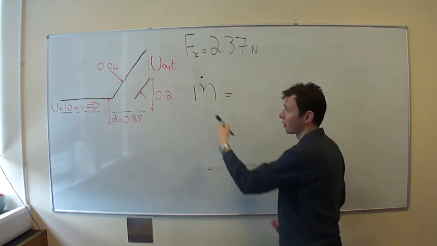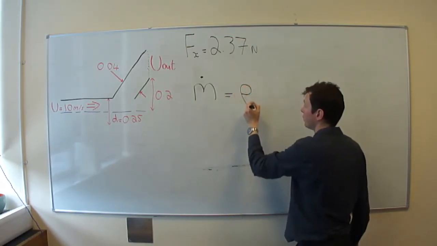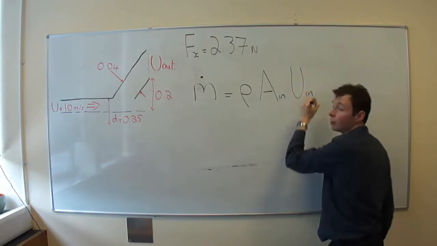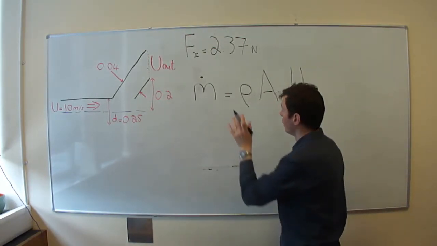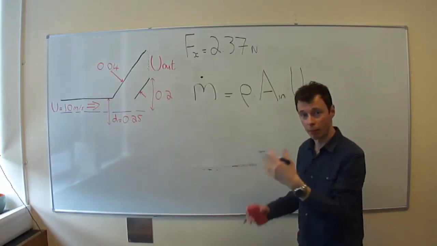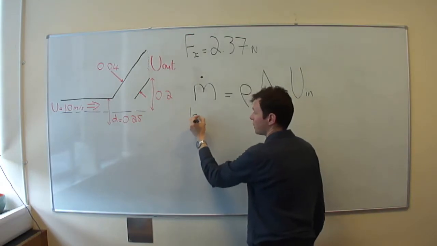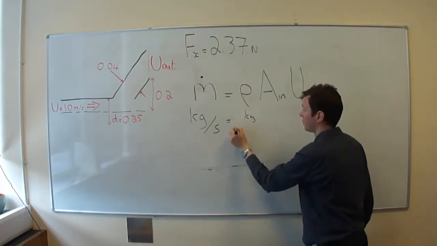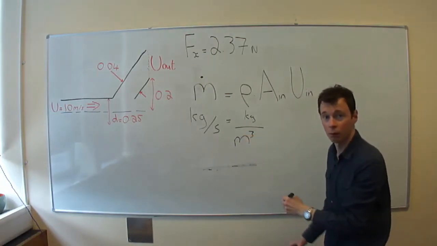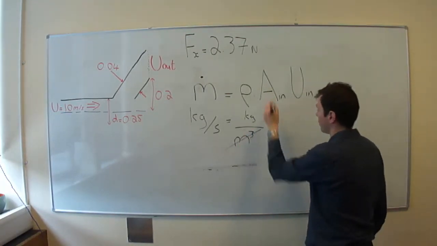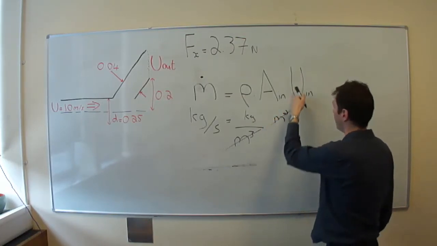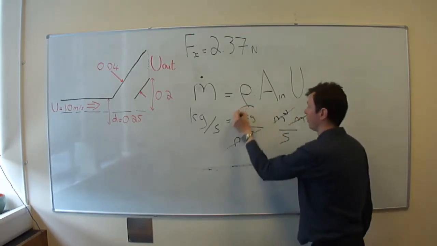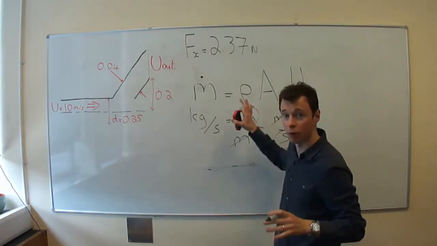Very simple. So it's going to be equal to the density of the fluid multiplied by the area in times the velocity in. If this isn't intuitive, just make sure the dimensions balance. So mass flow rate is kilograms per second. Density is kilograms per metre cubed. That has to go, there's no length term here. So area is metres squared, that goes. And then obviously U in is metres per second. So kilograms per second. So this is dimensionally correct.